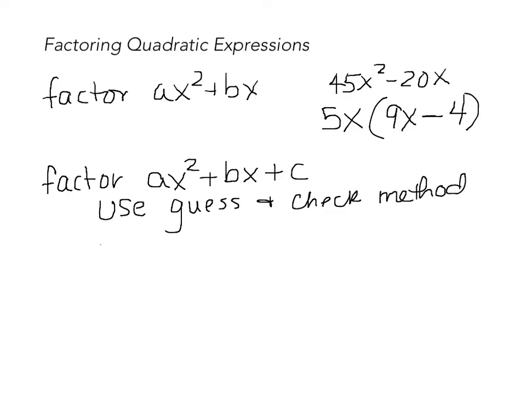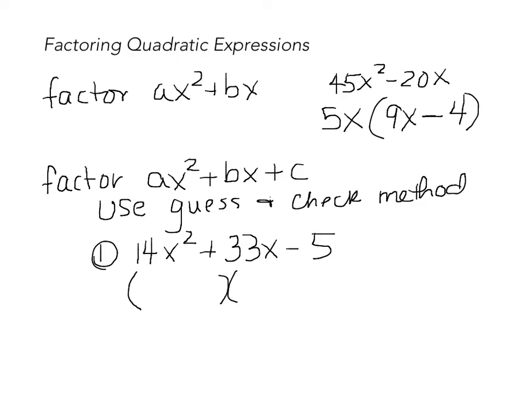So use guess and check. Let's take a look at this first problem: 14x squared plus 33x minus 5. First, I take a look at ax squared, bx, and the c value, and I see if there's anything in common. They don't have an x in common for all three of them because this doesn't have an x. This is even, but these are odd. There's nothing else that they have in common. They cannot all be divided by 2 or by 3. So what we have to do is just start going to the guess and check method.